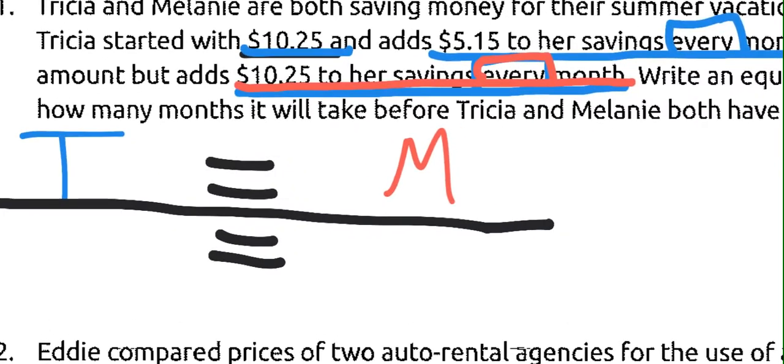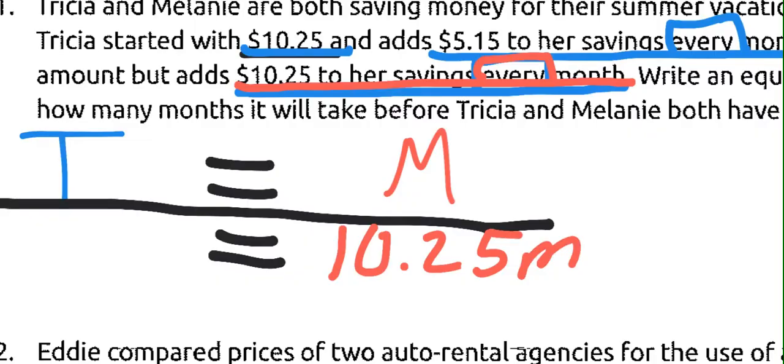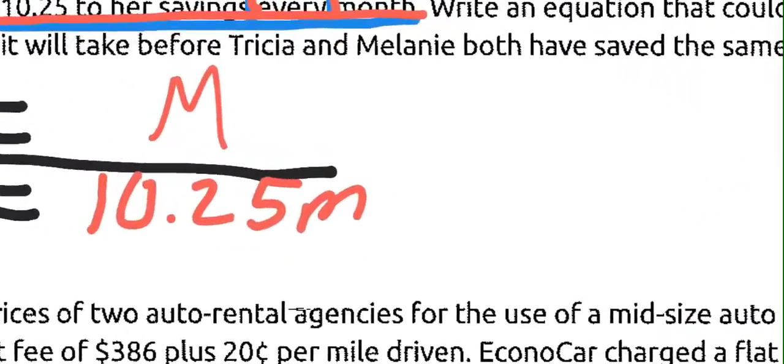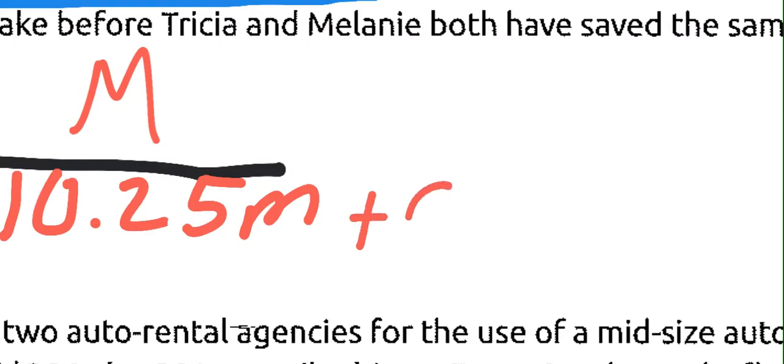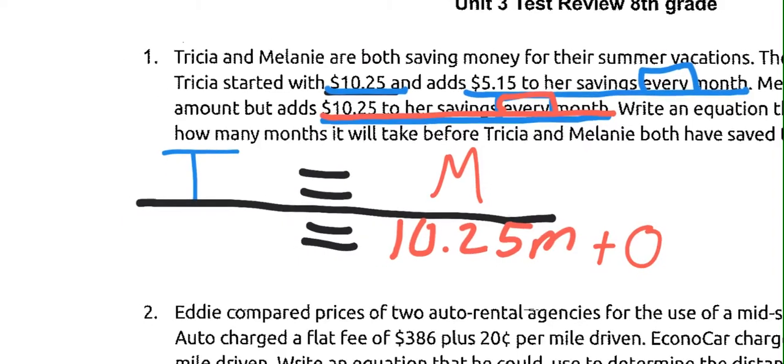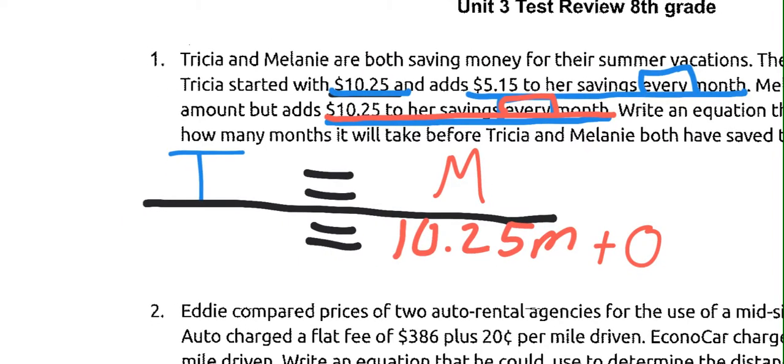And then Melanie's, because she didn't start with anything in the month, but she's still going to have that $10.25. I'm not sure why I wrote a 13, or at least that was supposed to be a 5. $10.25 is going to happen every month. There's just no starting point there because she starts with 0. If it really bugs you, you could have a plus 0 there, but that's not necessary to write. I'm going to leave it up to you guys to figure out the rest on Trisha's part.